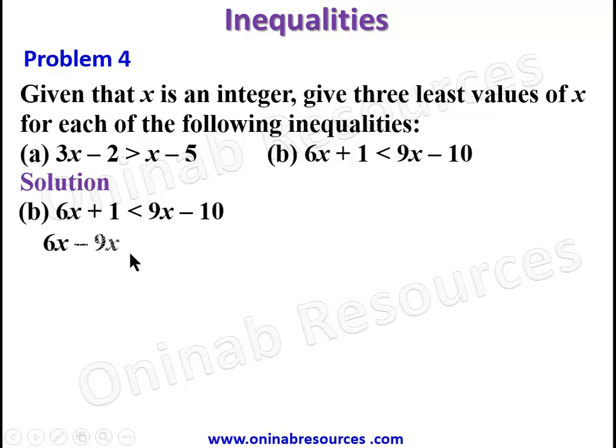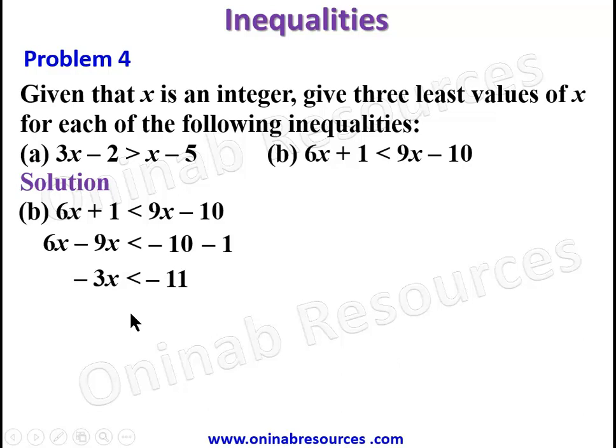It becomes negative 9x less than, we are keeping the negative 10 here. So we have the negative 10. Taking this positive 1 to the right hand side, it becomes negative 1. 6x minus 9x gives negative 3x less than negative 11. Negative 10 minus 1 gives negative 11.